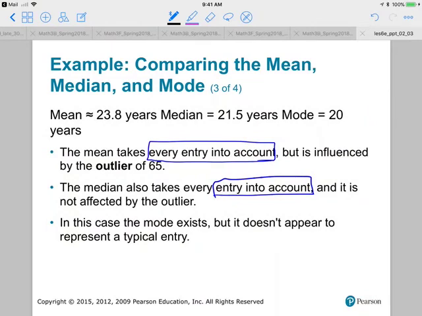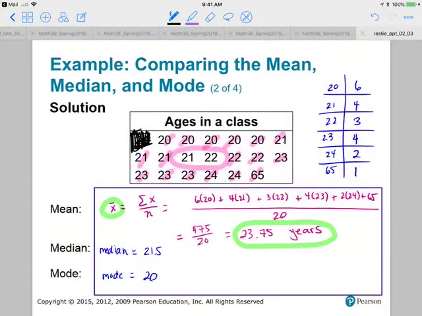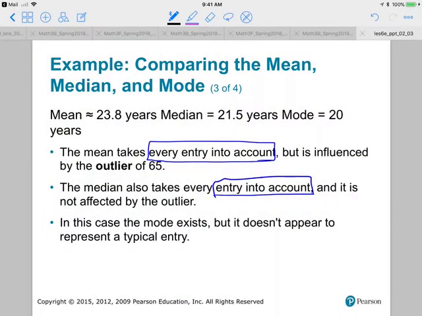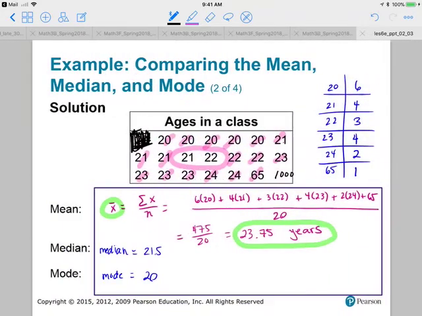And the median is not impacted by the outliers. So medians aren't sensitive to outliers because imagine if you had someone in the class who was 1,000 years old, right? That's really not going to change the median that much because the median doesn't care about extreme values. The median only cares what's the middle of the data. Okay. Now, in this case, the mode exists, but it doesn't appear to represent a typical entry.